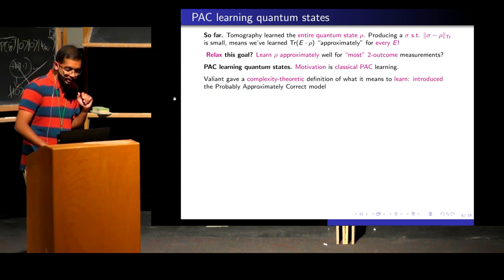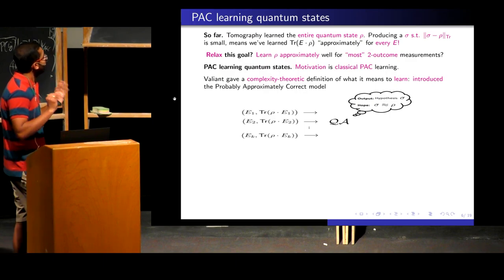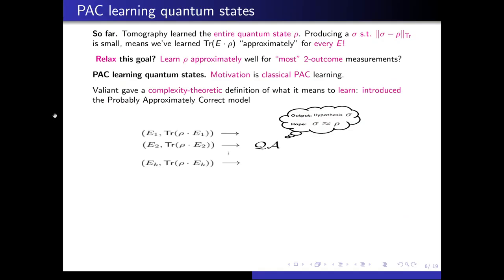I mentioned it in the first day already. So in the PAC learning model, here's the following model. So here's a quantum algorithm. Recall, in tomography, you're given copies of an unknown quantum state, rho. But now, you're just given E, comma trace of rho times E. Recall, in first day, I said I give you X, comma F of X for uniformly random X. But now, you're given a uniformly random observable E1 and trace of rho times E1, E2 and trace of rho times E2, up to EK, comma trace of rho times EK. That is fed to a quantum algorithm, and the goal of the algorithm is kind of the same. It should output a state sigma such that sigma is close to rho.